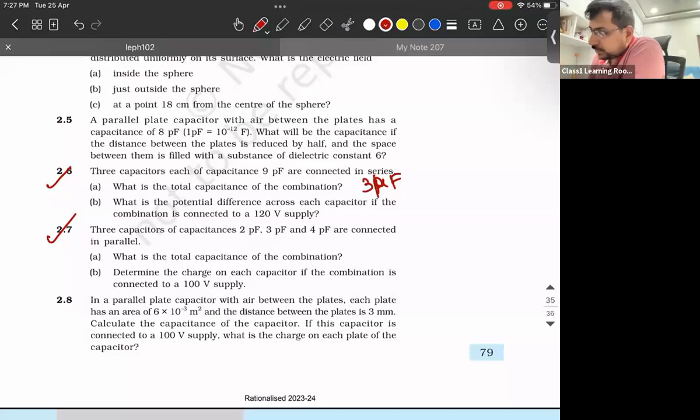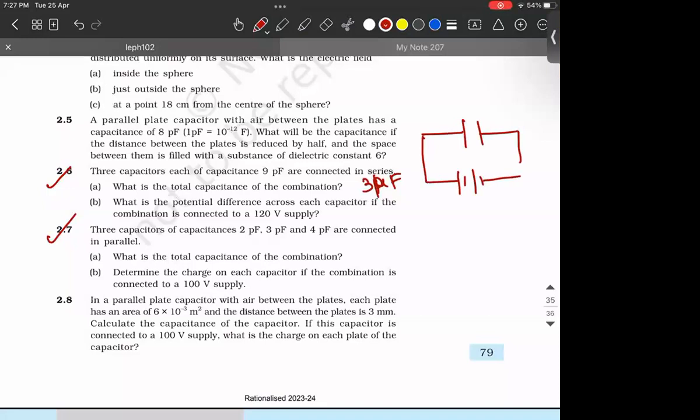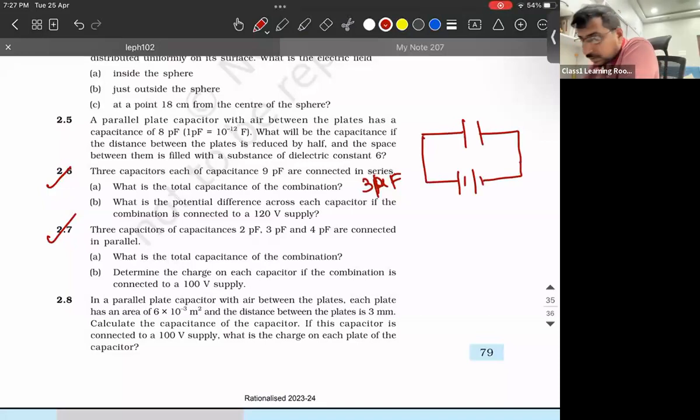But how to solve this? You got this 3, I hope everybody got this 3 picofarad. Basically, 1 by C equivalent is equal to 1 by C1 plus 1 by C2 plus 1 by C3. If I take this to be 120 volt, I'll replace the 3 capacitors of 9 picofarad with 1 capacitor of 3 picofarad. What is going to be the charge on it? Q is equal to CV. So it is going to be 360 picocoulomb. Correct?